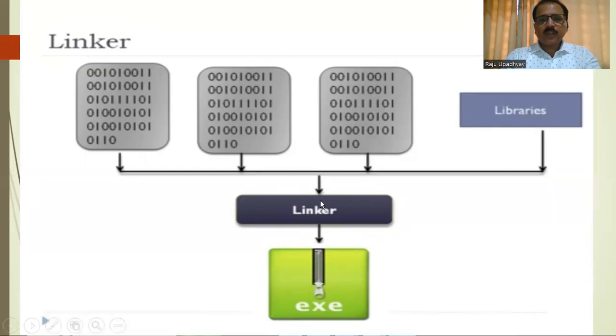The responsibility of the linker is that all the object files which we have got are combined together, along with any libraries required in order to run our application. Those libraries are also linked by the linker. And finally, the linker is going to produce one single exe file. This exe file has all the object files together as well as the libraries, combined to run a program. So finally it generates the exe, and that exe we are running.